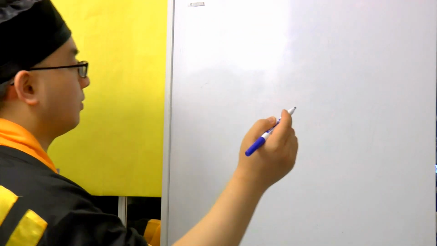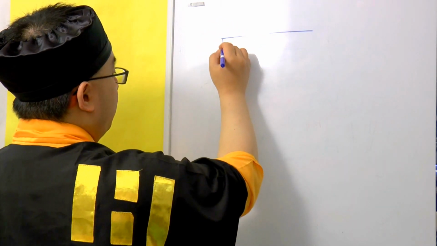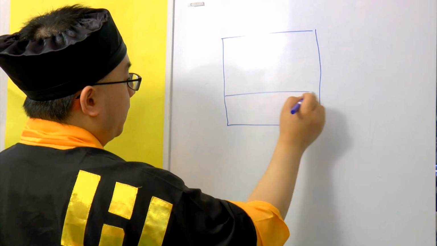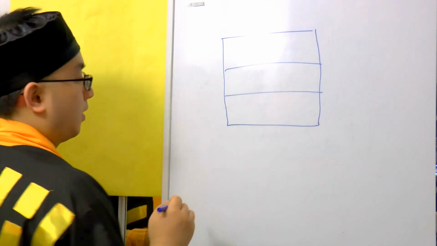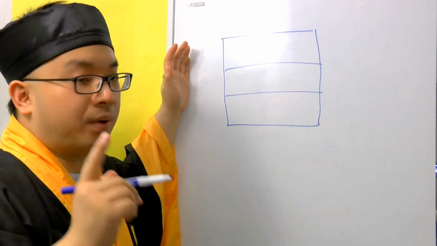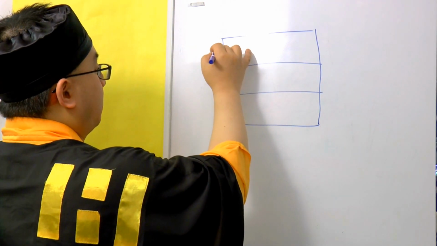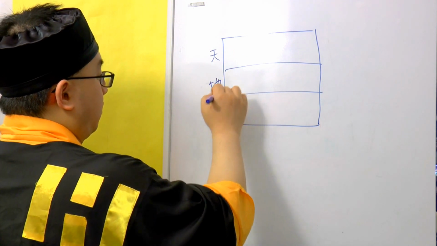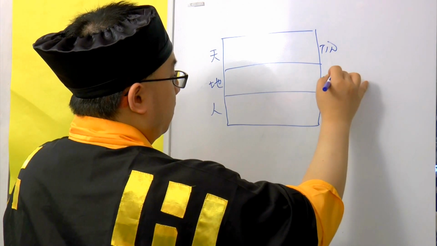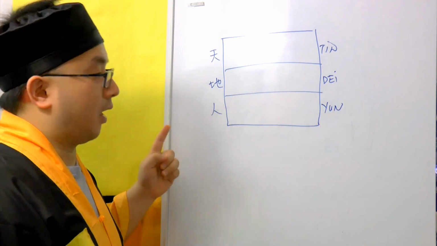Okay, so here we go. Now this is the grid. We have a square like so. Now split that into 3 parts. As we have learned before in our previous lecture, we have the Tin Dei Yan. So let's mark that down. Okay, English: Tin Dei Yan. So we see we have a Tin Dei Yan, 3 blocks.